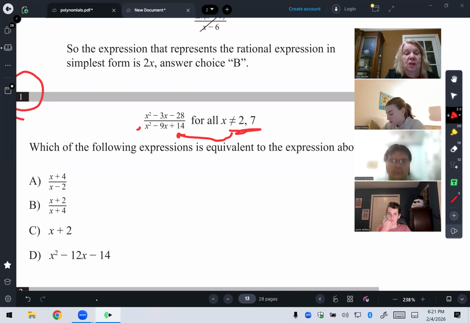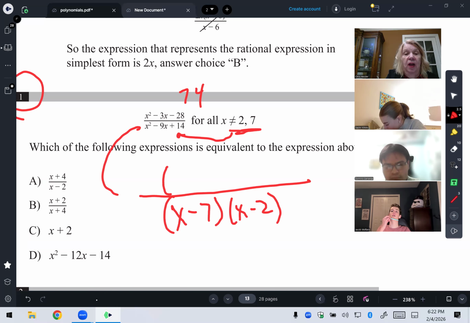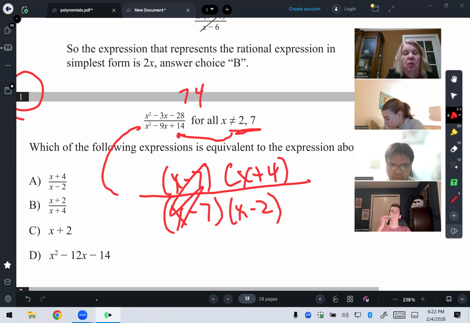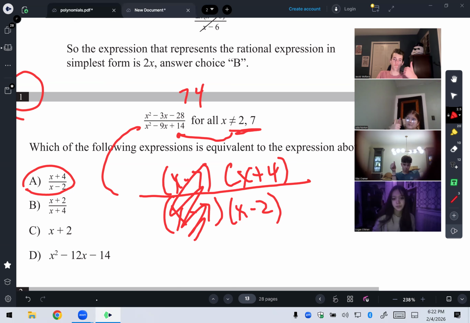So this denominator will be x minus 7 and x minus 2. Then I know the numerator, what two numbers will multiply to give me negative 28, 7 and 4. So I'll have an x minus 7 and an x plus 4. These will cancel, and I'll be left with answer choice A. Okay, that one makes sense. Good. And over here, we're good. Logan, good. Silas, good.